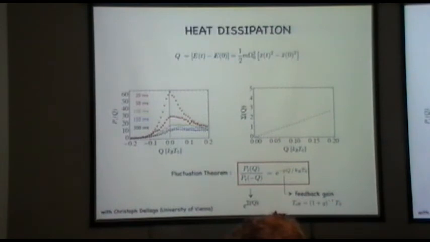And now if you overlay this with our measurements, this is what we get for the different times. As you see, we have a very strong deviation. So based on this, we conclude the fluctuation theorem does not hold for our system. But that was quite a bold statement, and I didn't have the guts to make such a claim, and that's why I got in touch with my friend Christoph Dilago at the University of Vienna in order to discuss this issue further.